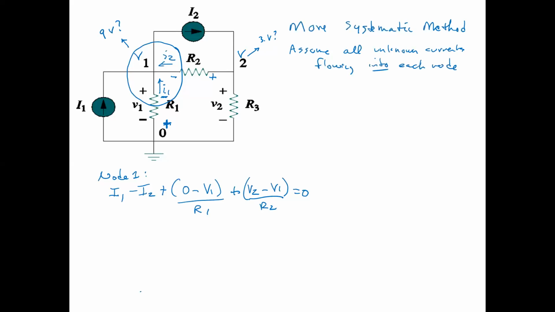Do I label the drop across R2 as positive or negative? I don't care. If I'm talking about I2 flowing to the left, I label the drop as V2 minus V1. Whatever V2 and V1 are is going to affect the actual sign of that voltage drop. You won't know that until you actually grind through and get the answers for V2 and V1. It's all just a labeling, consistent labeling, and processing technique.